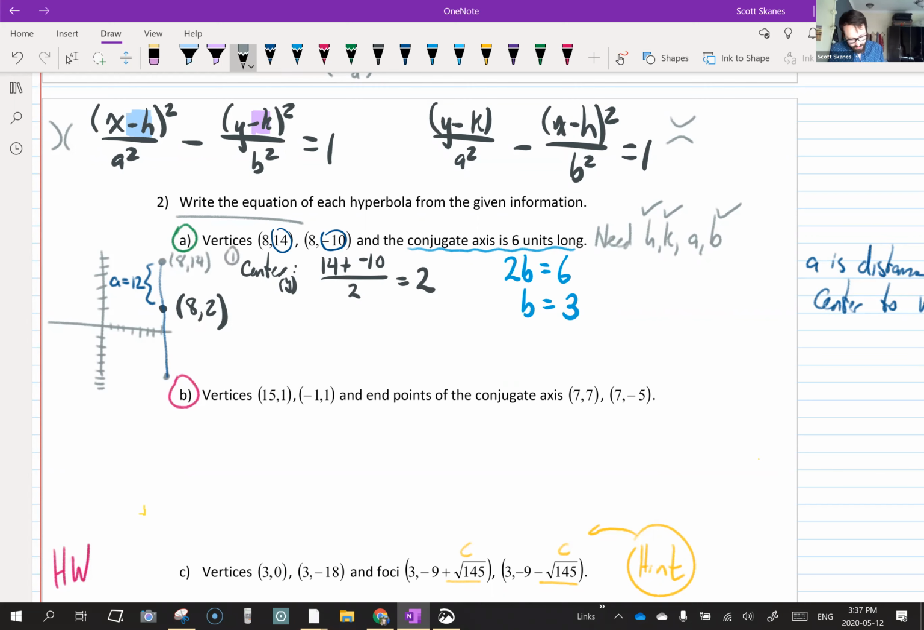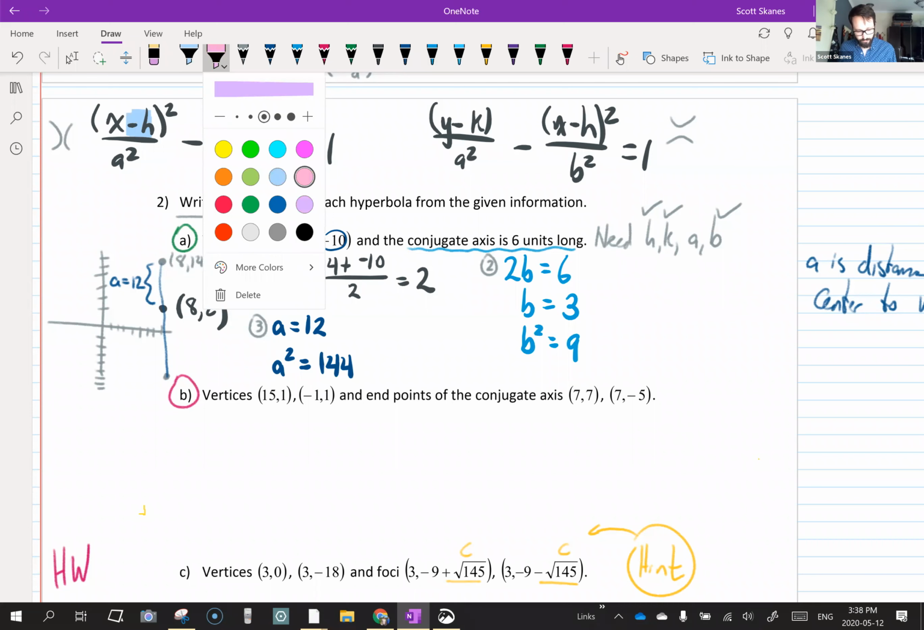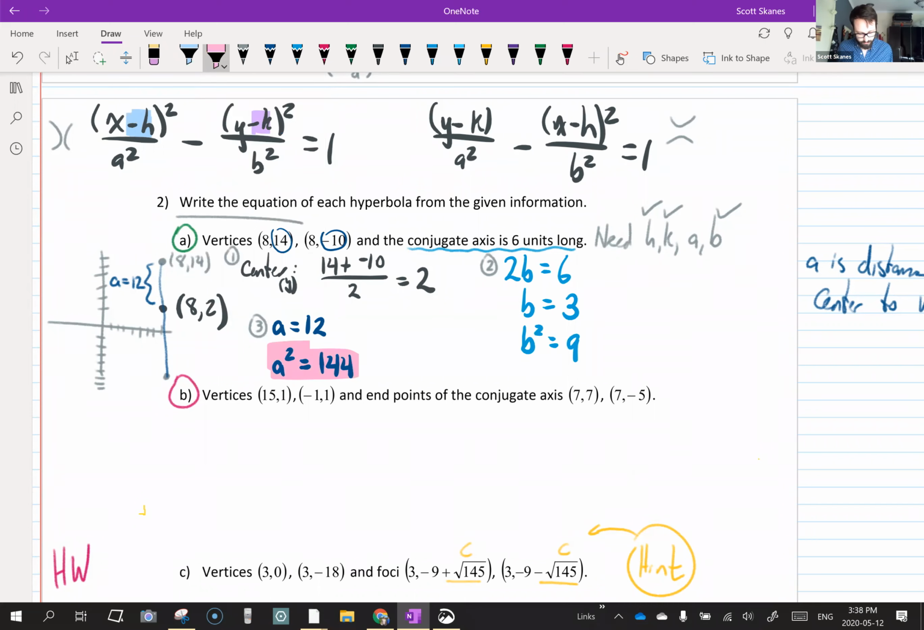So first, we get the center. Second, we'll get that. Third piece, I know that a is 12. Another way you could look at it, this whole length here is 2a. So you could add it up, but I find it easier just to get the half. Any way you can get a, that's fine. And then we get a squared. What's 12 squared? It's 144. What was b squared? b squared was 9. I'm getting the squares because that's what's in the formulas.